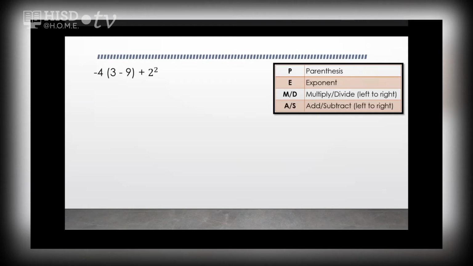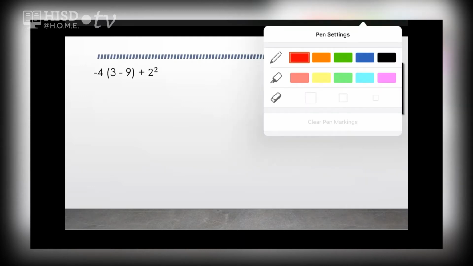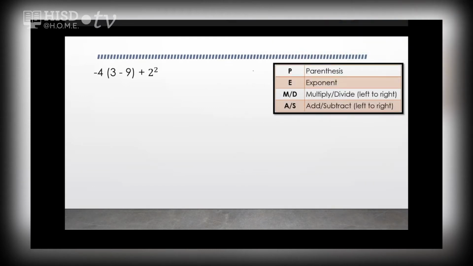Okay, so now let's check for understanding. We are going to look first, remember, at the parentheses. So I'm going to do it on this side. I'm going to put a line so I can differentiate, and then I'm going to do 3 minus 9. So when I evaluate this, it is going to be equal to negative 6.